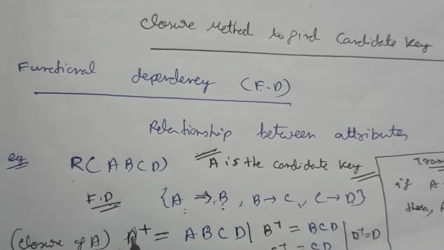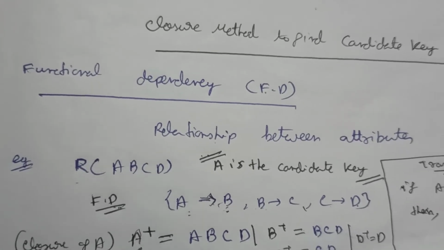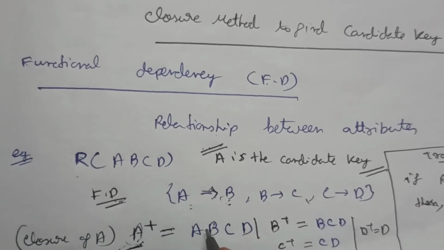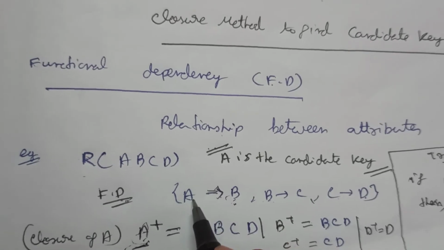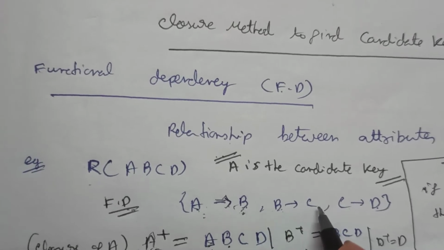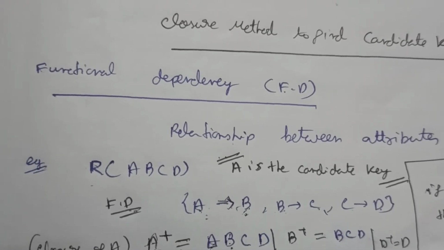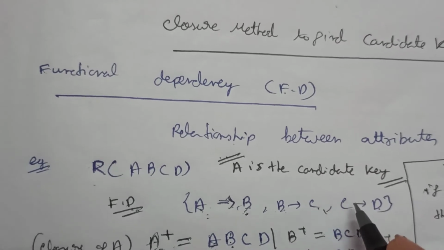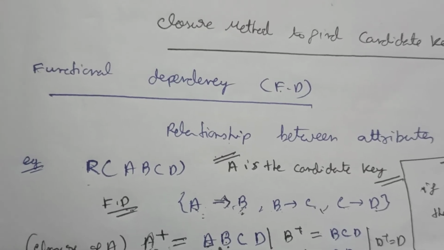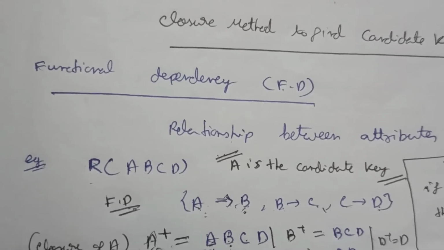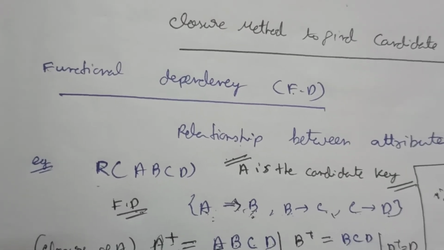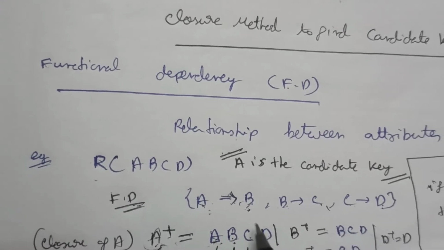Suppose we are finding the closure of A. A, or any particular attribute, can always define itself. So A will define A, and from here we can see that A also defines B. We can also see from our FDs that B can define C. So as A can define B, A can also define C, and similarly C is defining D, so A can also define D. So A can define all of the attributes A, B, C, D of our relation. This means the closure of A is A, B, C, D, that is, all the attributes inside our relation.